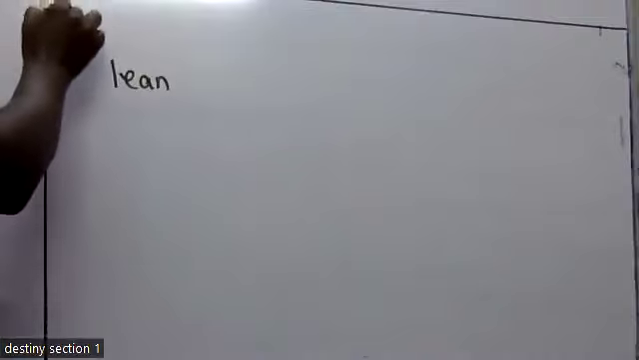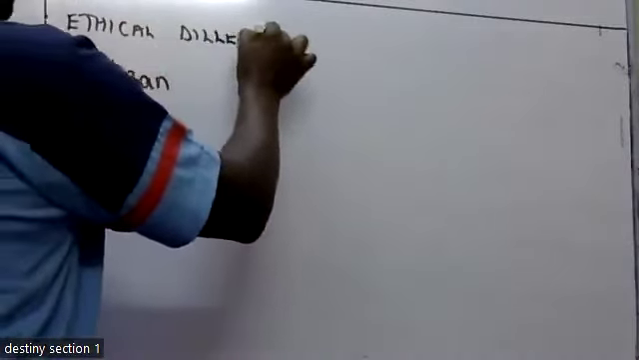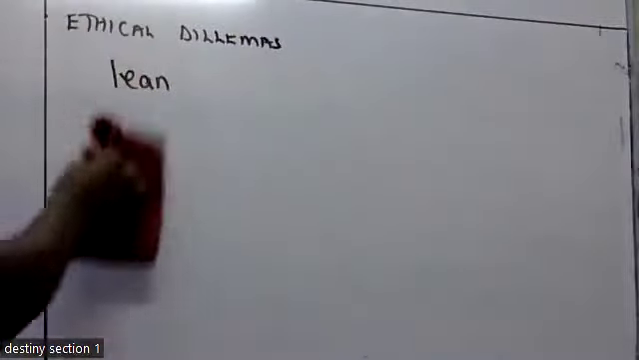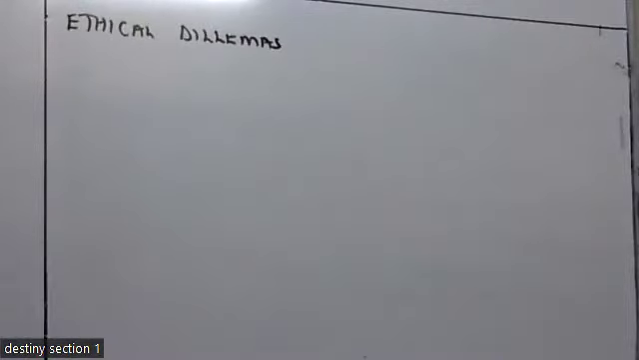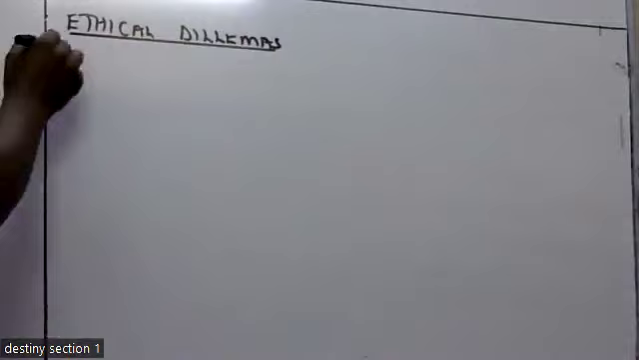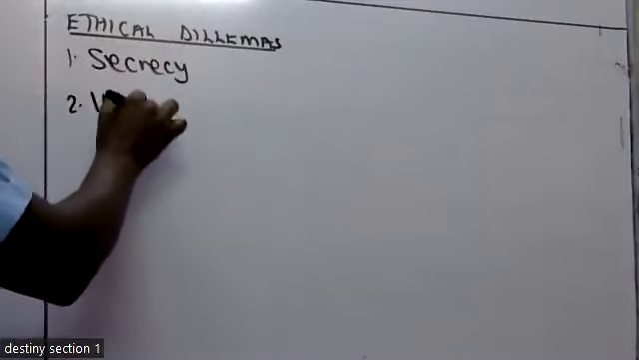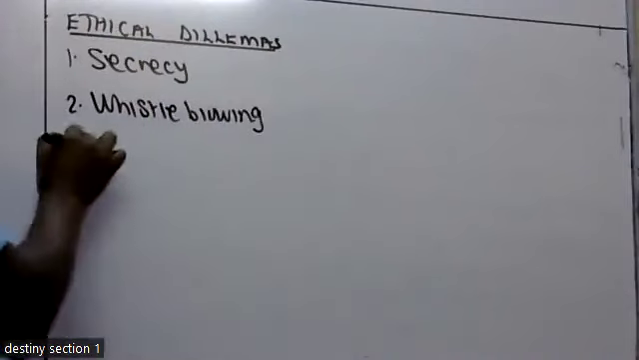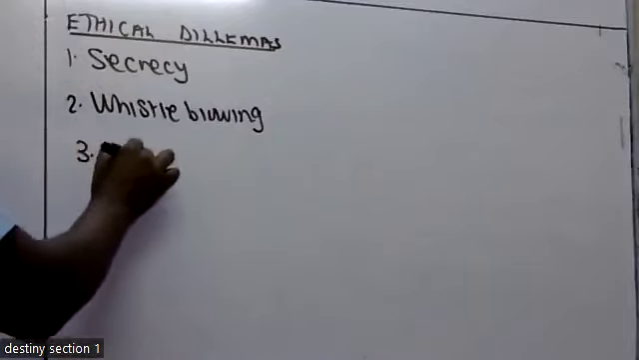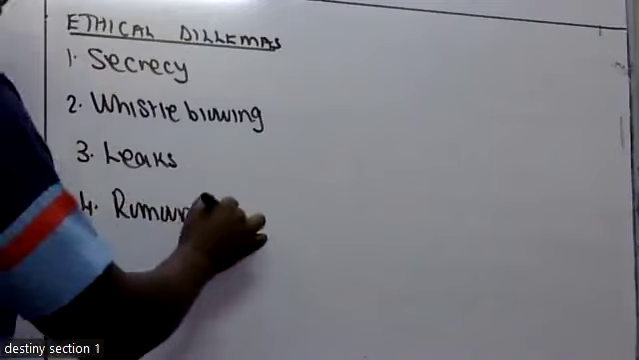Let's now mention something called ethical dilemmas in business communication. One is secrecy. Number two is whistleblowing. Number three is leakages or leaks. Number four is rumor and gossip.